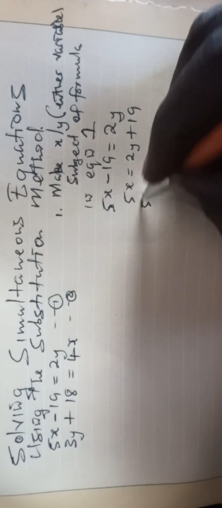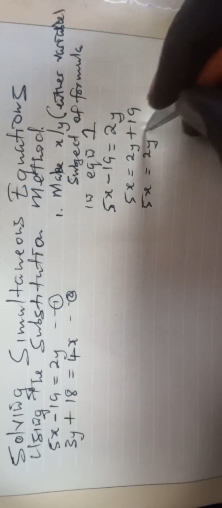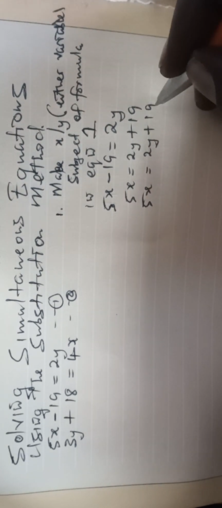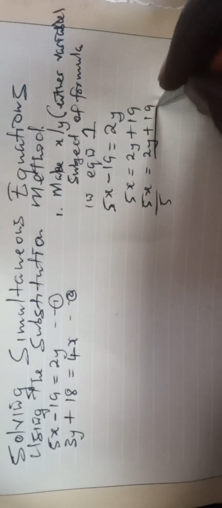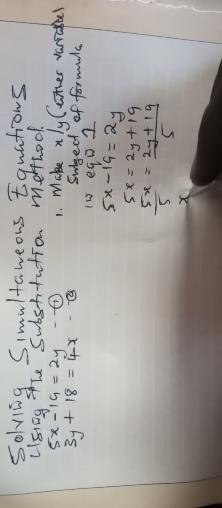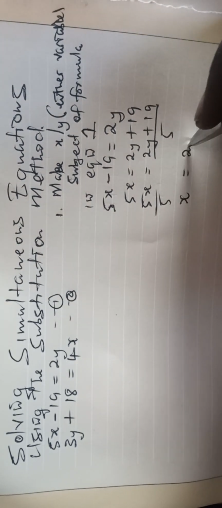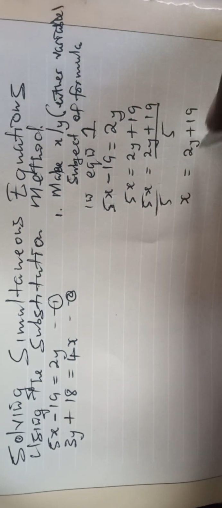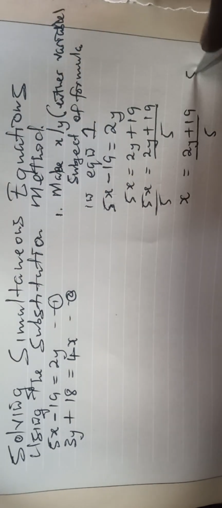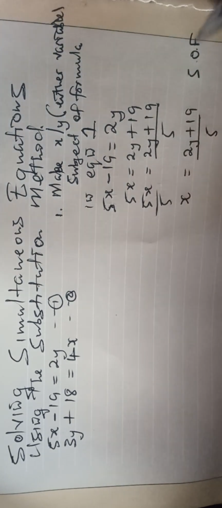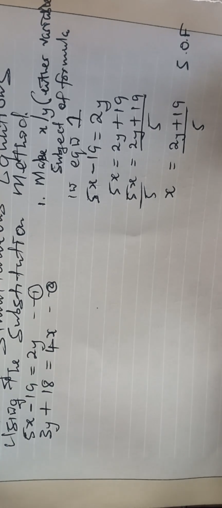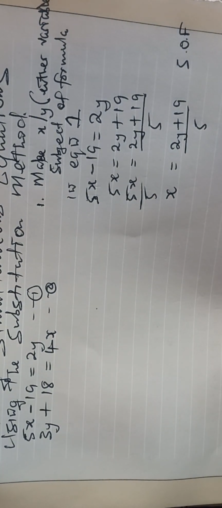So our 5x is going to be 2y plus 19. Then if we divide both sides by 5, we are going to have our x as 2y plus 19 all over 5. So this is the subject of formula for x. So we have made x subject of formula in equation 1.